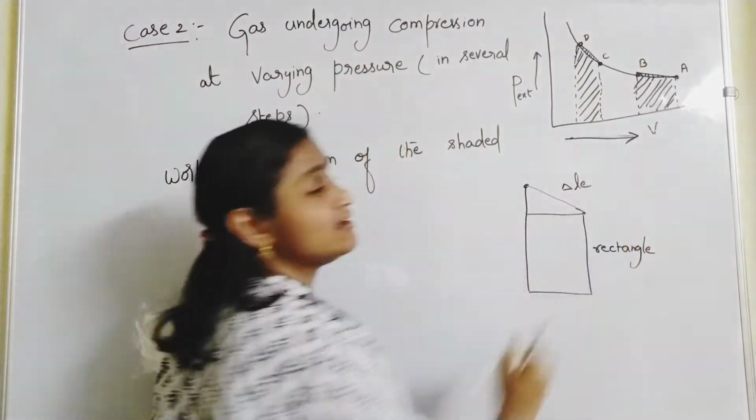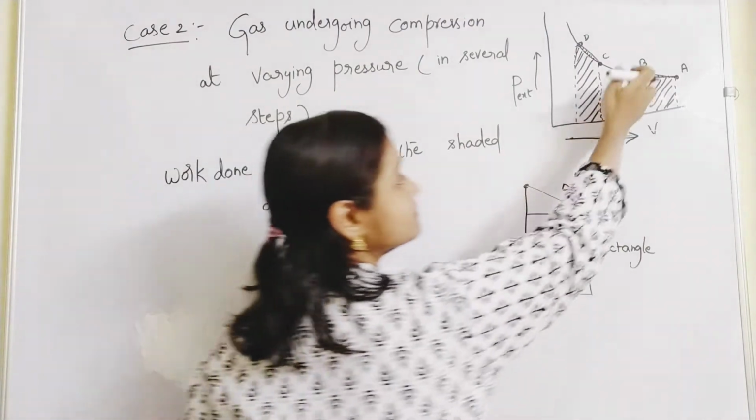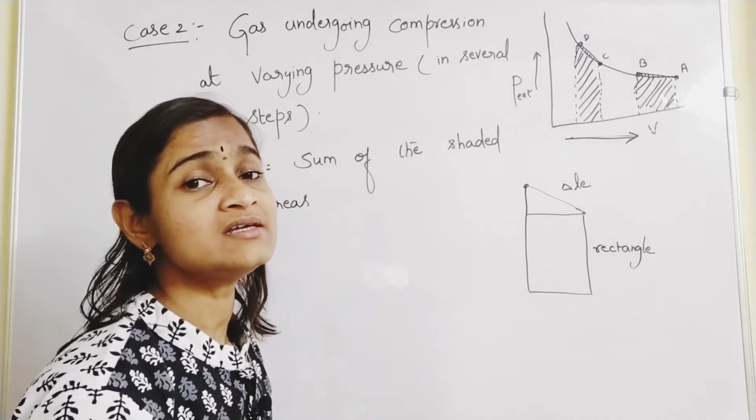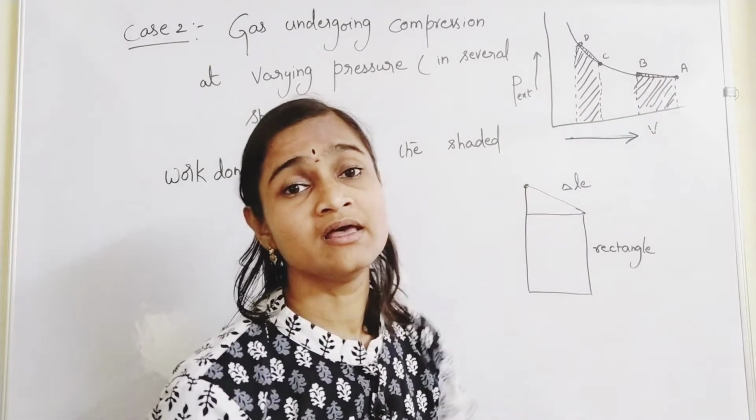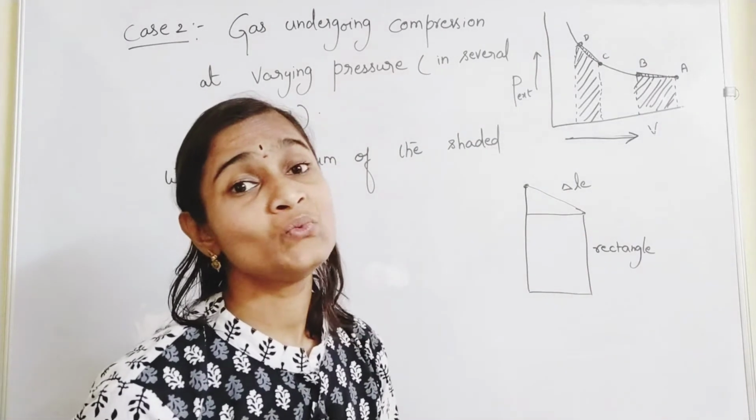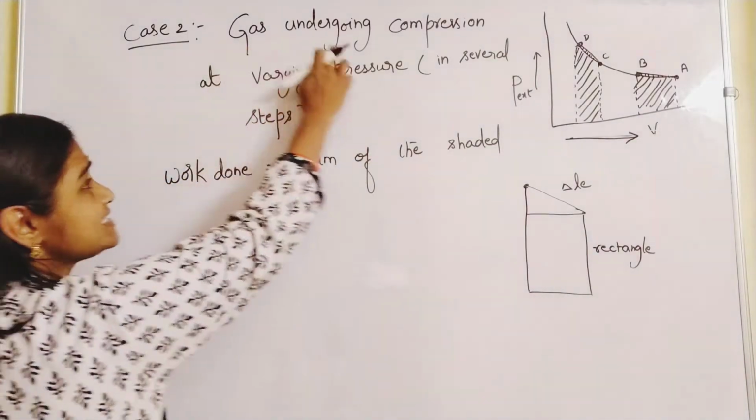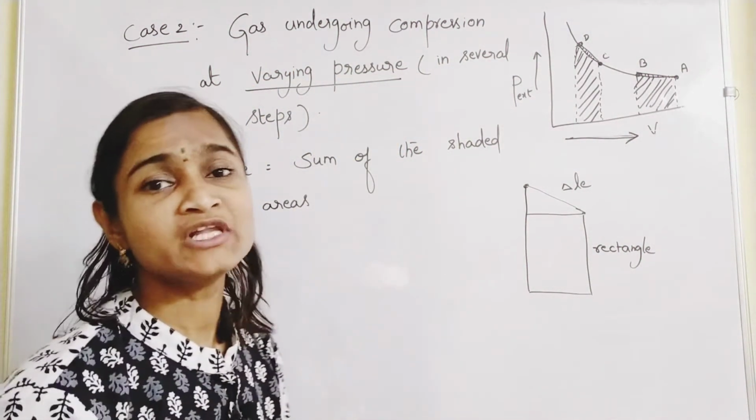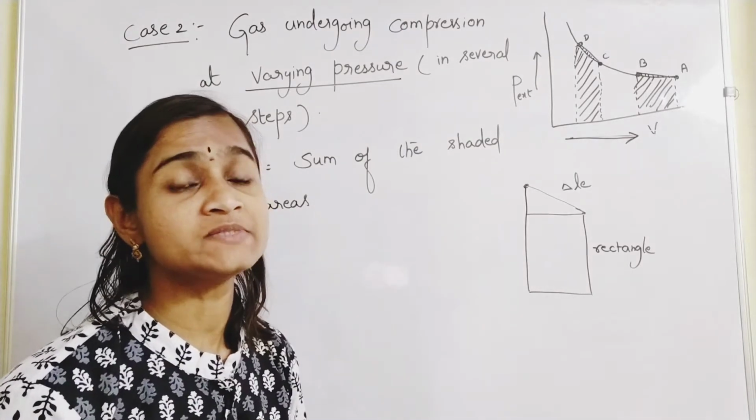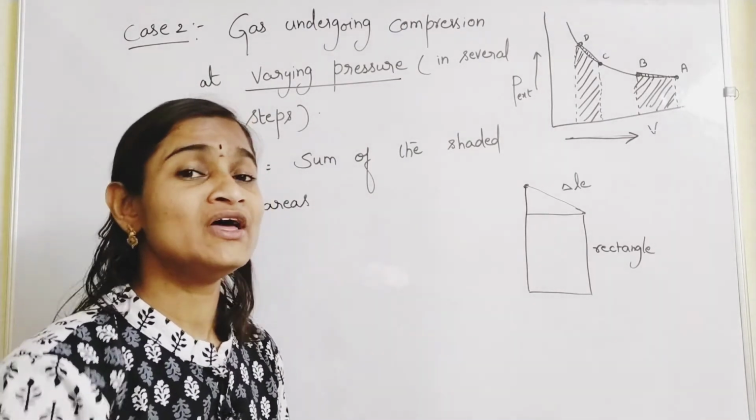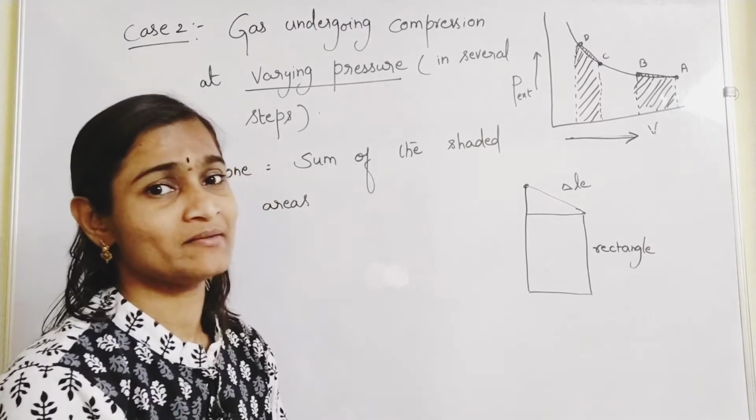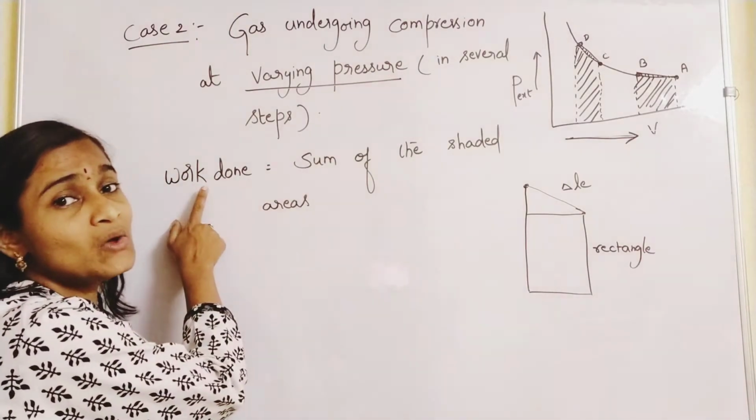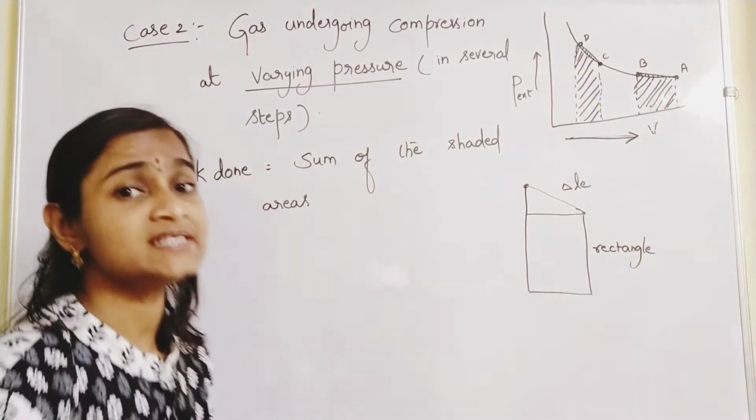Similarly, you find the shaded area between A and B also. Sum up. Okay, find out the sum of all the shaded areas. That will give you the amount of work done by the gas undergoing compression under varying pressure. Okay, you have small numericals also based on this kind of concept. If you do small numericals, then you will understand the concept better. Okay, so like this, the sum of the shaded areas will give you the work done. Okay, this is case 2.